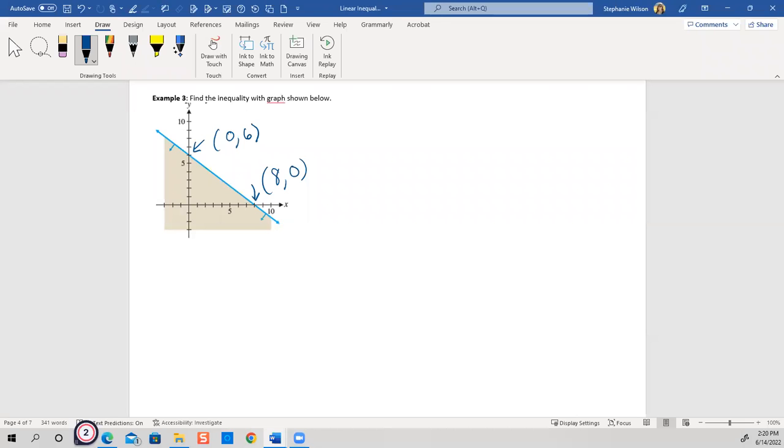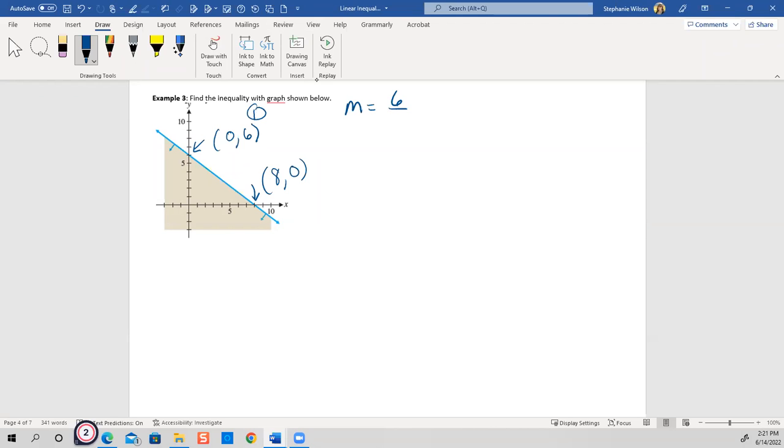We're going to write the boundary line for this particular graph. So again, I found the ordered pairs where it's crossing the y-axis and the x-axis. If I wanted to find the slope of this line, you can count it from the y-intercept, or we can say our slope is equal to the change in y, which in this case is a positive 6.